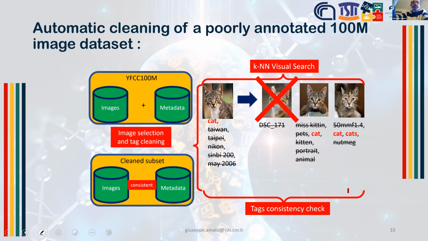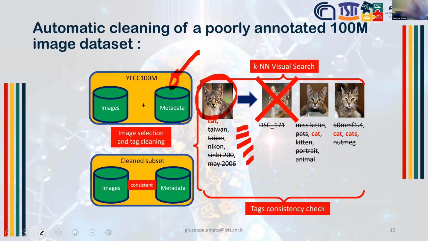So consider this example. You have a picture of a cat, and it is annotated in the metadata with various tags. In this case, we have cat, but we also have Taiwan, Taipei, Nikon, SIMB 200, May 2006. You can see that the only relevant tag associated with this picture is the first one, which is cat. So we defined an automatic algorithm which is able to clean the dataset just by maintaining images associated with good tags. And in a few words, the technique is the following.